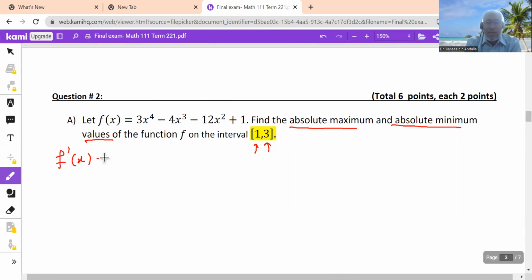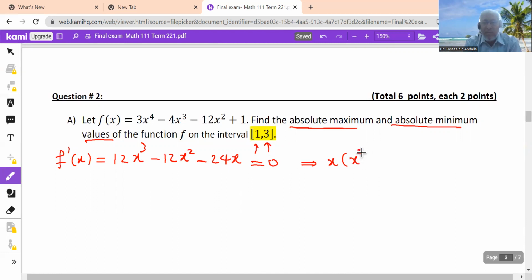So we need to find the critical numbers of f. To find the critical numbers of the function, we find the derivative. Derivative of 3x to the power 4 is 12x to the power 3, we subtract 1. Minus 4 times 3, that's 12x to the power 2. Subtract 1 from the power, negative 2 times 12, that's 24x. And the derivative of 1 is 0. So this is f prime of x. When you put it equal to 0 and you solve it, the solutions of this equation would be the critical numbers.